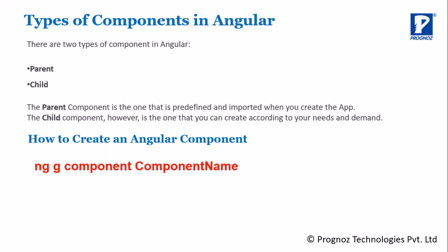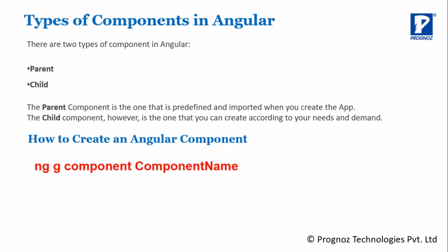There are two types of components in Angular. One is called the parent component, another is called the child component. So basically we can say nested components also, we can create parent-child relationships. The types of component in Angular: parent and child. The parent component is the predefined one. By default we'll get it, that is nothing but the app component. Every project gets a default component, that is the app.component.ts file.